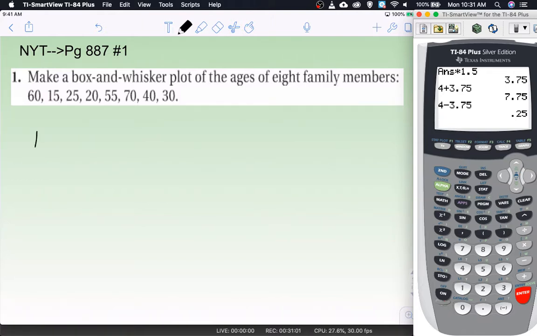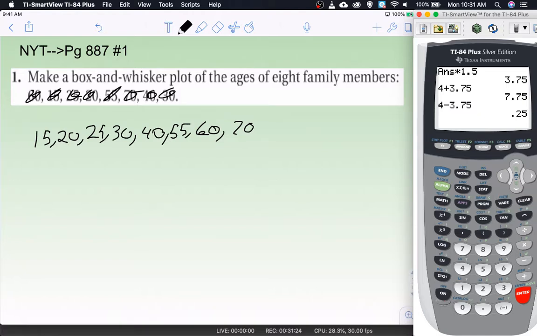All right, in order, we've got 15, 20, 30, 40. I missed a 25. 15, 20, 25, 30, 40, 55, 60, 70. All right, we have 8 numbers, which means biggest, smallest, biggest, smallest, biggest, smallest, biggest. I've got 2 in the middle. Halfway between 30 and 40, I know is 35. I don't have to use a calculator for that. That's my median.